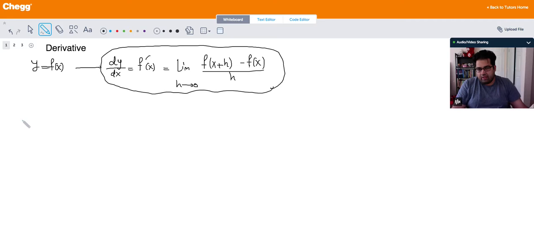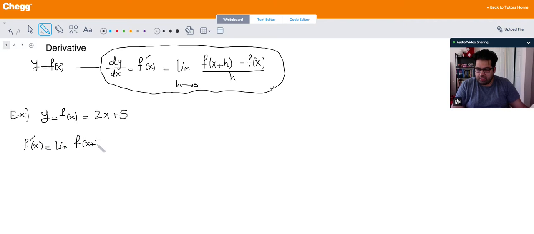Okay, let's start with a function example. y equals f of x, and f of x is equal to 2x plus 5, and we are finding the derivative of this function using the limit definition. So I can say f prime of x is equal to the limit of f of x plus h minus f of x all over h as h goes to 0. So f of x plus h means that any time I see x in the function, I change it to x plus h.